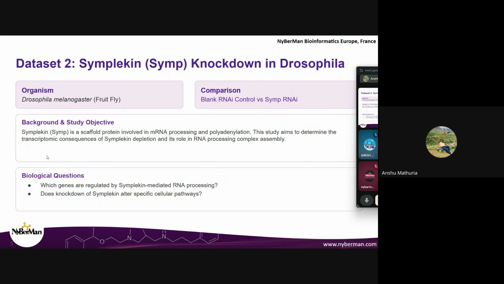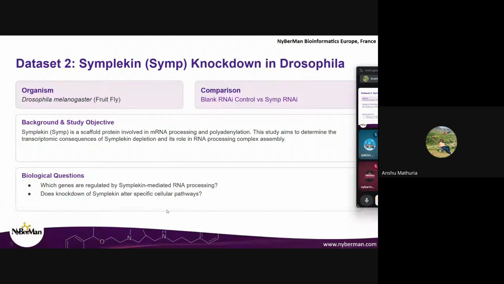There it was directly getting involved. Here, symplekin is not directly getting involved. It is acting as a structural component involved in the processing of that particular process. So here the objective is to understand how the depletion of symplekin affects the transcriptome and the gene expression. If we reduce the scaffold protein, how is the expression level going to differ? That is what we are trying to understand here.